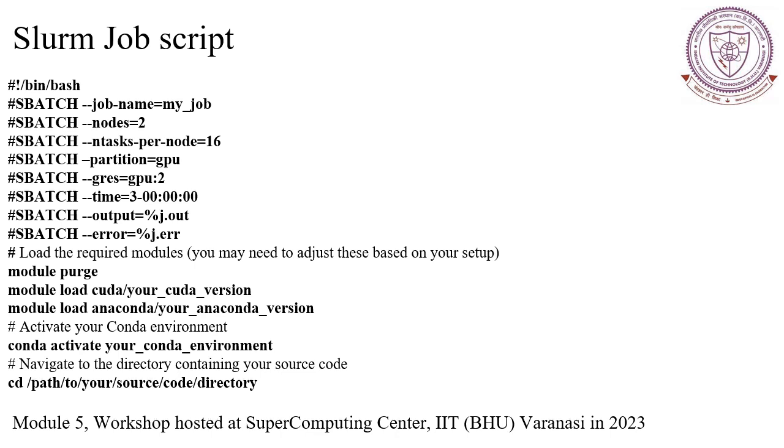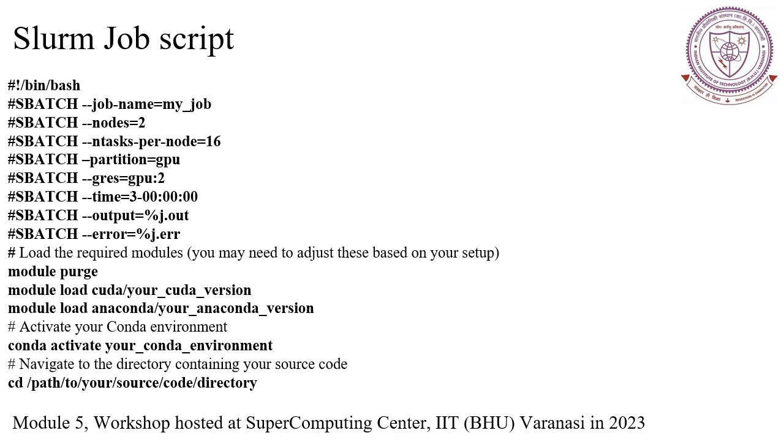Then #SBATCH --time=3-00:00:00, which says that the maximum runtime for the job is 3 days. Then I will write the output file, #SBATCH --output=%j.out. This line tells the SLURM scheduler to redirect the job output to a file called %j.out. Now #SBATCH --error=%j.error. This line tells the SLURM scheduler to redirect the job error output to the file called %j.error. Here %j is a placeholder for your job ID.